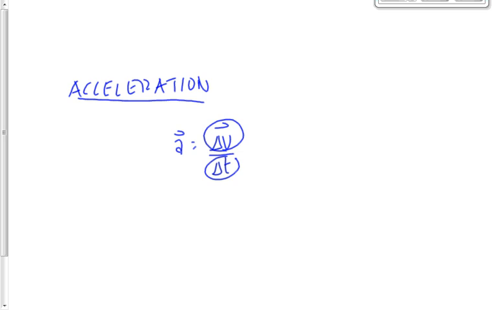Velocity is meters per second, right? Time is seconds. We could say meters per second, that's fine. But the typical way that we express that is meters per second squared. Is acceleration a vector or a scalar? Does direction matter or not?